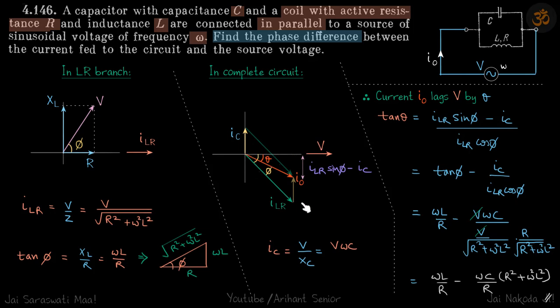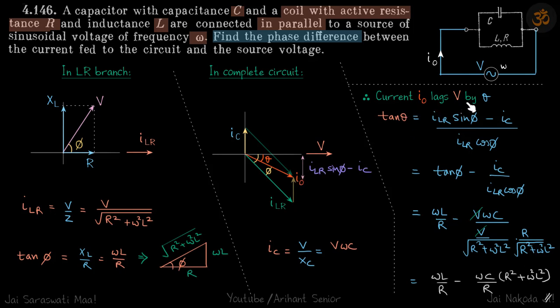Now let's do the vector sum here. IC is also not given to us, so IC is simply V by XC, that is V omega C. So we know ILR magnitude, we know IC magnitude, and we know the angle phi. So now we can calculate what is I0.